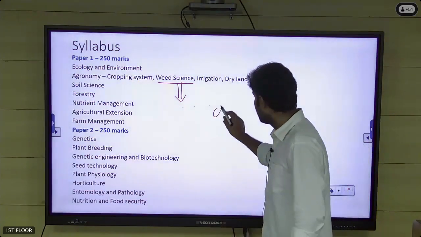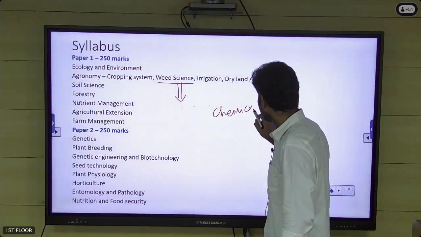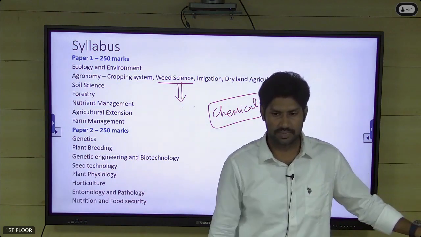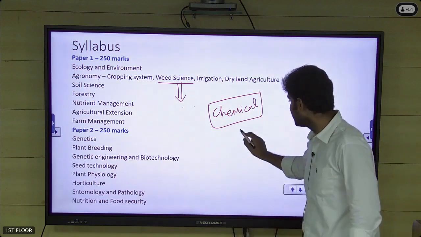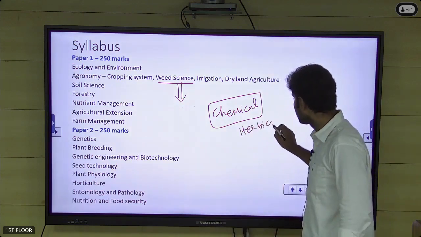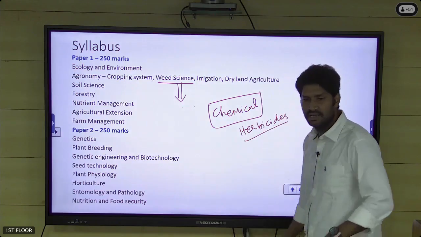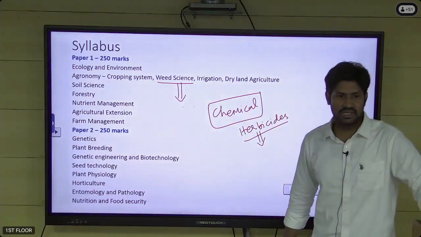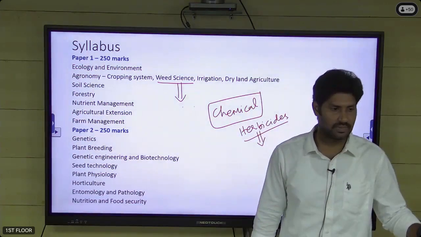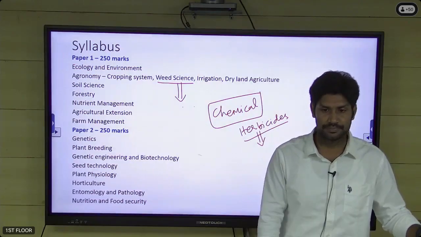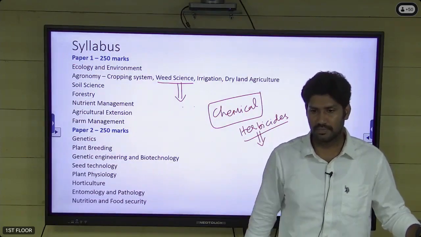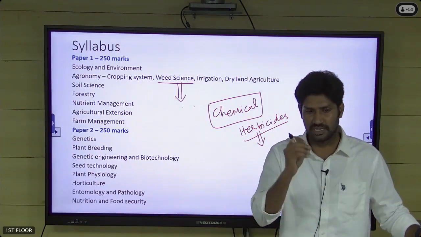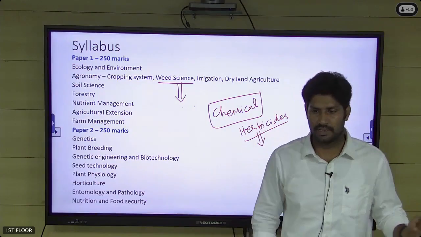But under the chemical control of weeds, we have to focus on what the possible areas are. Chemical control of weeds means herbicides. We apply herbicides to control the weeds. So we have to discuss all the concepts related to herbicides. We need to analyze the dimensions for every topic. I will clearly explain that in the class, what areas we have to cover under each syllabus topic, and I will cover it comprehensively.